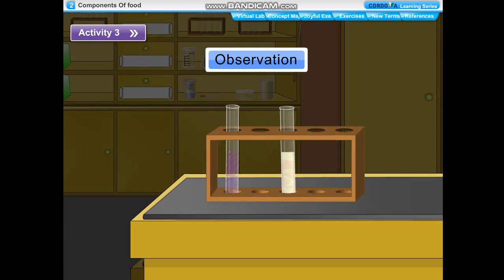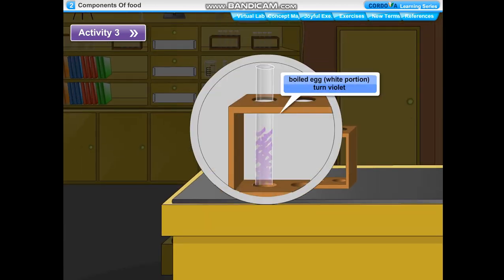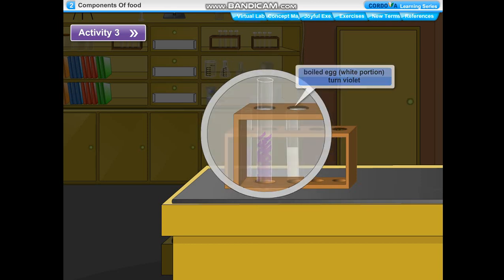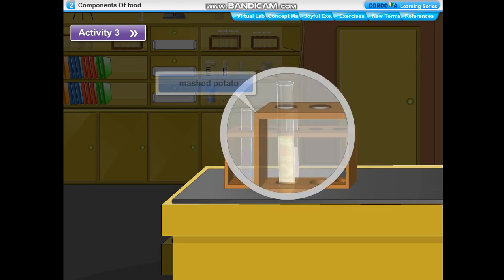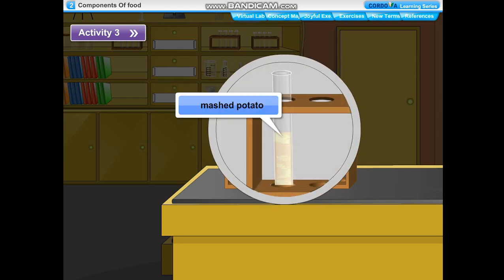Observation. The contents of the test tube with the boiled egg white portion turn violet. The violet color indicates the presence of proteins in the food item. This test indicates that the boiled egg white portion contains protein. The contents of the test tube with mashed potato do not turn violet. This indicates the absence of proteins in the food item, mashed potato.